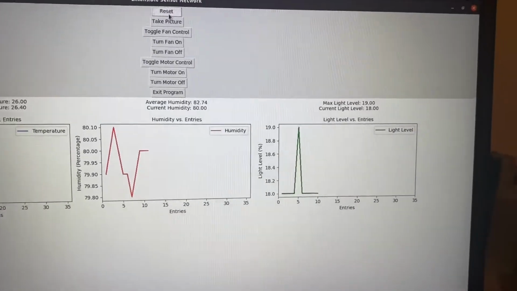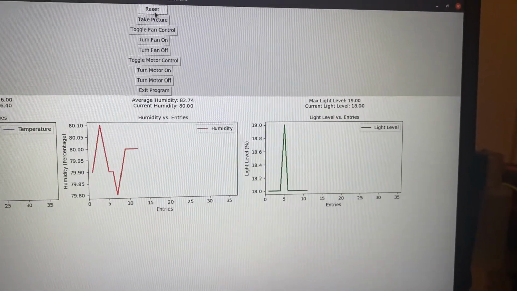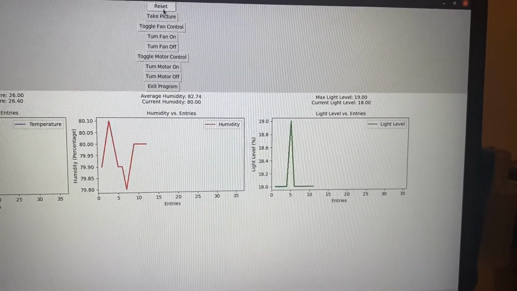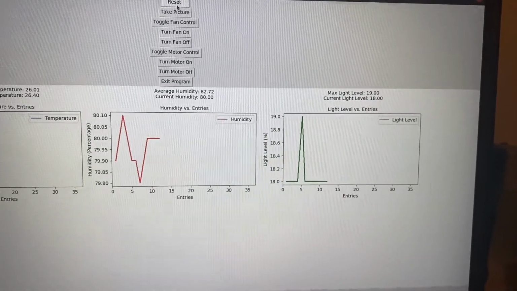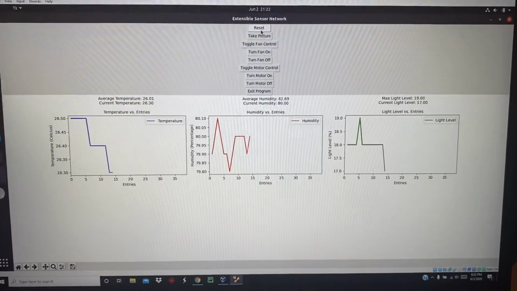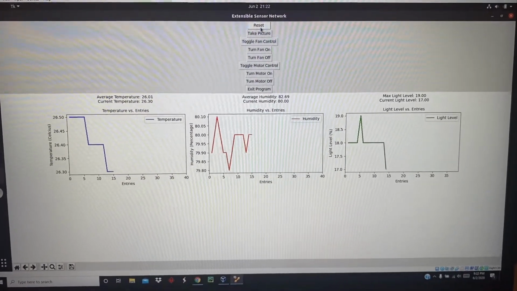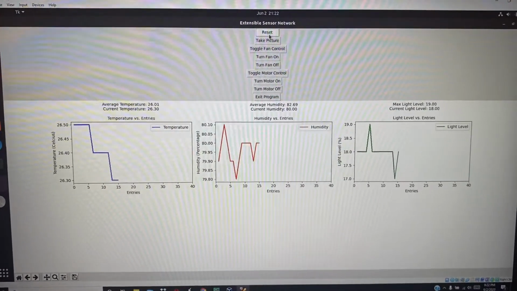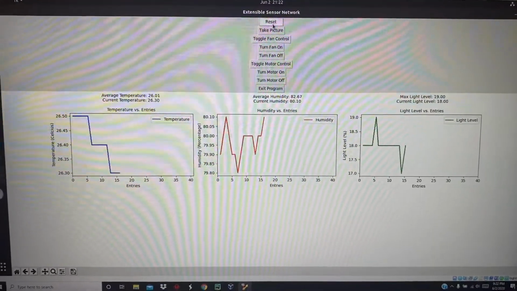For the light graph, it shows the max light level that was ever received and the current light level as the data comes in. Every time new data is published from any sensor in the system, that data is then graphed on the respective graph.